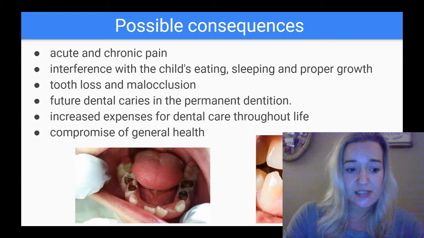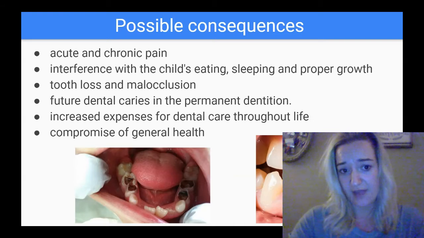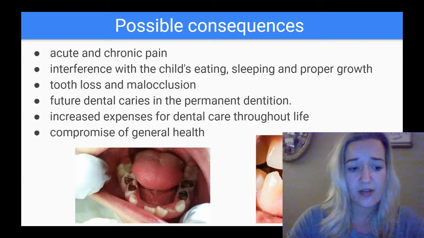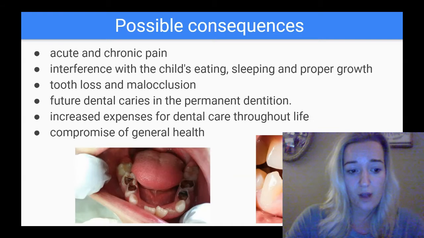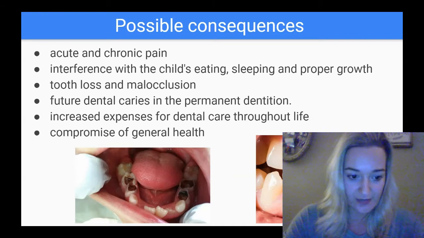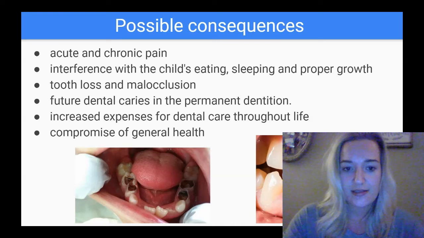Caries in the primary dentition has been indicated as a risk factor for future dental caries in the permanent dentition. So if they have early cavities, this can also affect their permanent teeth when they come in. They have increased expenses for dental care throughout life, and it compromises general health. Young children often lack the ability to cooperate with dental procedures as well because of having a lot of cavities when they're younger. They tend to get scared of dental procedures in the future.